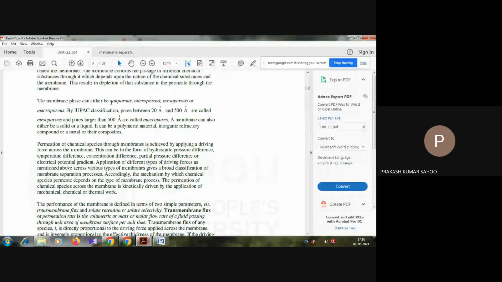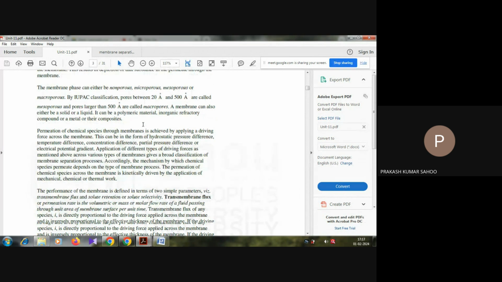Non-porous means the membrane will have no pores. A membrane can be either solid or liquid. It can be a polymeric material, an inorganic refractory compound, or a metal, or their composites. So this is the type of membrane on the basis of the size of the pore.